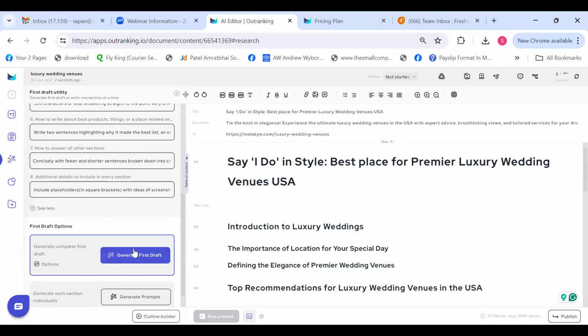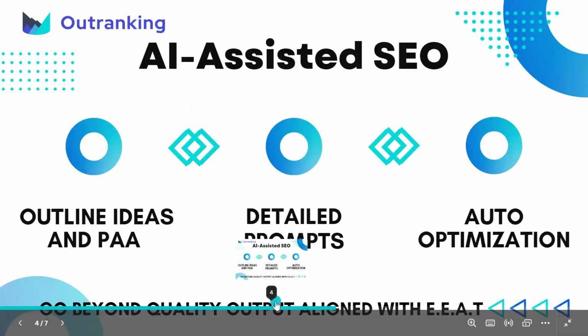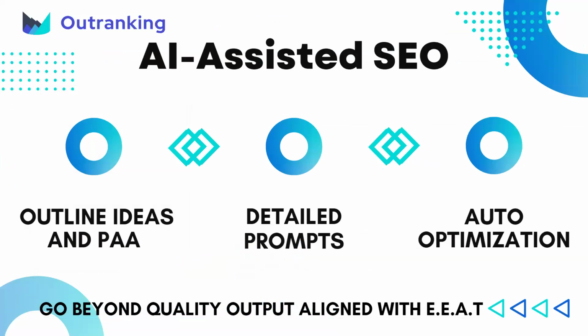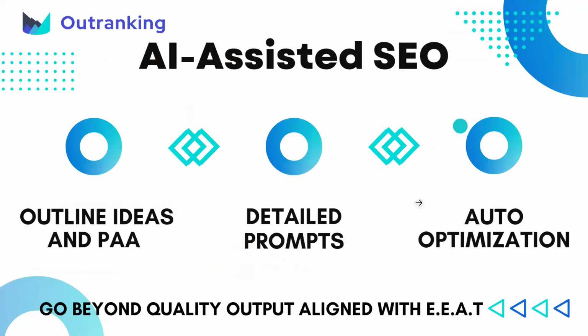Now, before we move forward with the first draft, here are the two options: generate optimized first draft. If you click on it, it is going to generate an already SEO optimized, at least 60 to 70% optimized draft for you. And the second one is generate originality suggestions. When I was talking about going beyond quality and output aligned with the EAT, that's where I was talking about generating suggestions which are aligned with the EAT. We will look into it in detail once the suggestions are generated, and we will also look into the other aspect of AI assisted SEO, that is automatic optimization, once the entire draft is generated. So let's quickly go ahead.